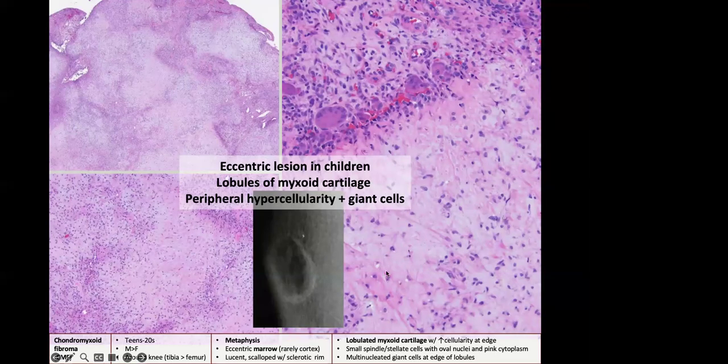Chondromyxoid fibroma, also in young patients, but in this case in the metaphysis and eccentrically placed, is composed of very lobulated myxoid cartilaginous proliferations with peripheral hypercellularity at the edges of the lobules. And it is in these peripheral hypercellular areas that you can see these osteoclast-like giant cells. So remember, in most mesenchymal neoplasms, the giant cells are bystanders, not neoplastic. They just come along for the ride, and this is no exception.